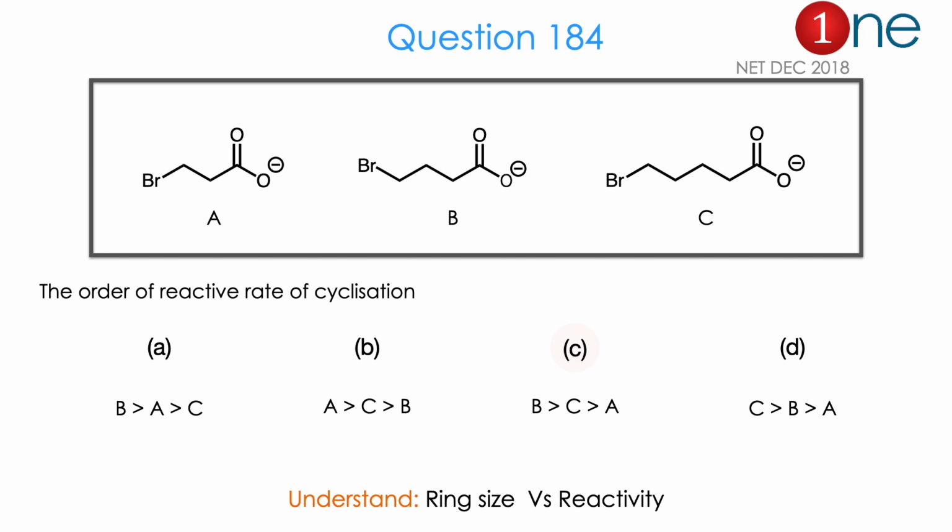So they are asking the relative rate of cyclization. You have to find which one goes faster and which one will go slow. From the 3 structures and the possible answers, you might realize the question is really about ring size versus its reactivity because you are cyclizing it. The answer is C. Let us see how.